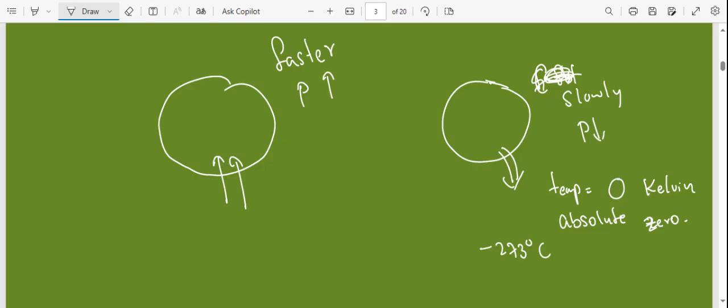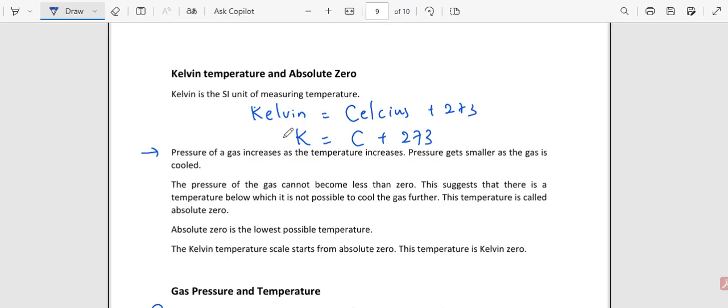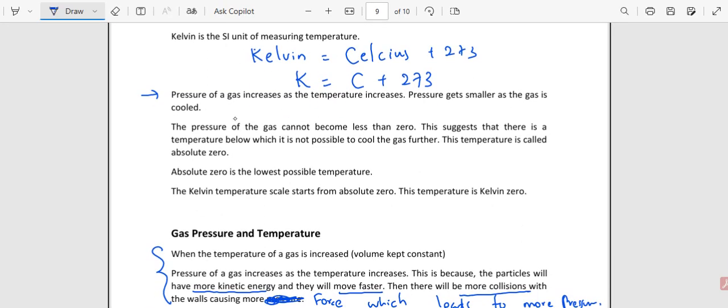So that's what is mentioned here. After this Kelvin scale: the pressure of the gas increases as the temperature increases. The pressure gets small as the gas is cooled. The pressure of the gas cannot become less than 0. This suggests that there is a temperature below which it is not possible to cool the gas further. This temperature is called absolute 0. The absolute 0 is the lowest possible temperature. The Kelvin temperature scale starts from the absolute 0, and this temperature is labeled as Kelvin 0.